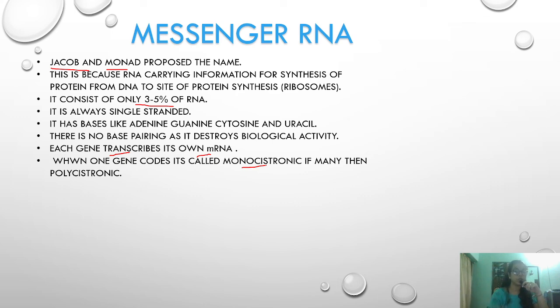Next, there are certain structures which are very important for the messenger RNA. What are the structures? First is the cap. You can see here, this is the cap region. Second is non-coding region 1. Third is the initiation codon. Fourth is the coding region. Fifth is the non-coding region. Sixth is the termination codon, and seventh is the poly-A sequence. These are the parts of the mRNA.